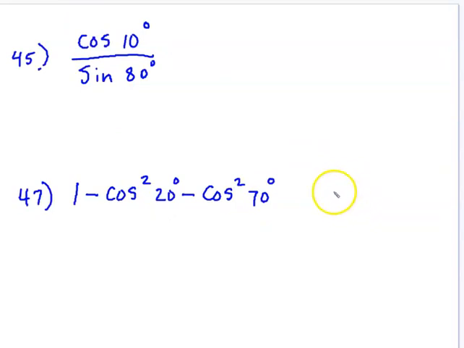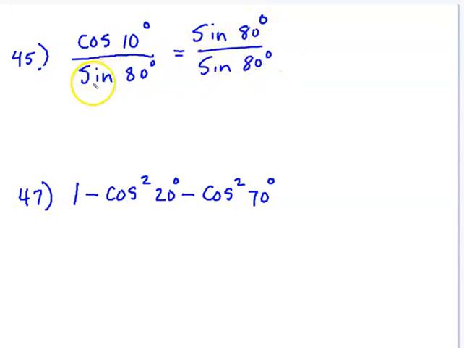All right, so I can't do anything until I get the same degree measurement. So either I need to change this into 80 or this into 10. Either way, it's going to involve the complementary angle theorem. Cosine 10 degrees is the same thing as sine 80 degrees. So I'll just go this way. You could have changed sine 80 into cosine 10. And now I'm dividing a trig function by itself, and that equals 1.